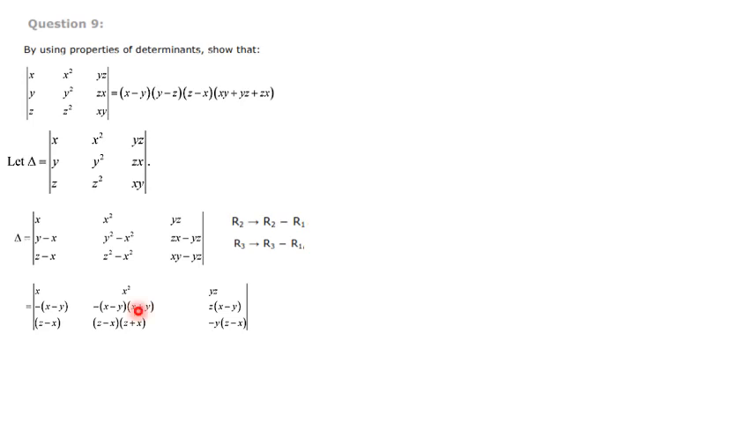x square minus y square, when you expand it, is x plus y into x minus y, with the minus outside. Then from here z outside, if you take x minus y, z into x minus y. Here z square minus x square is z minus x into z plus x. Then here taking y outside, minus y into z minus x, you will get it. And there are some common terms you have to take outside.